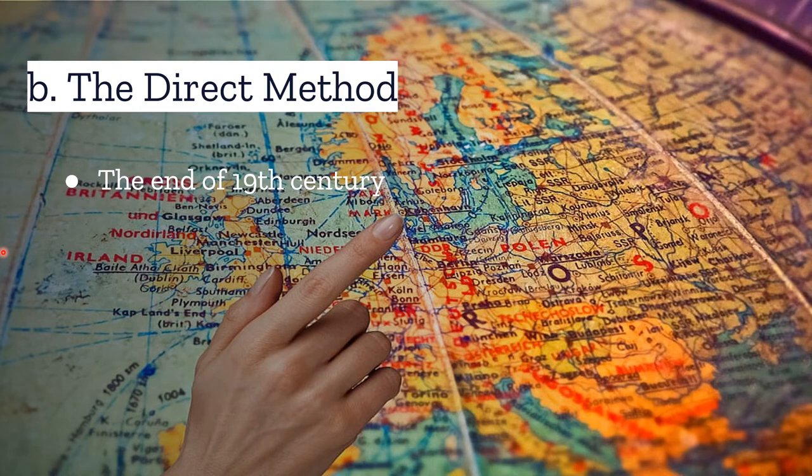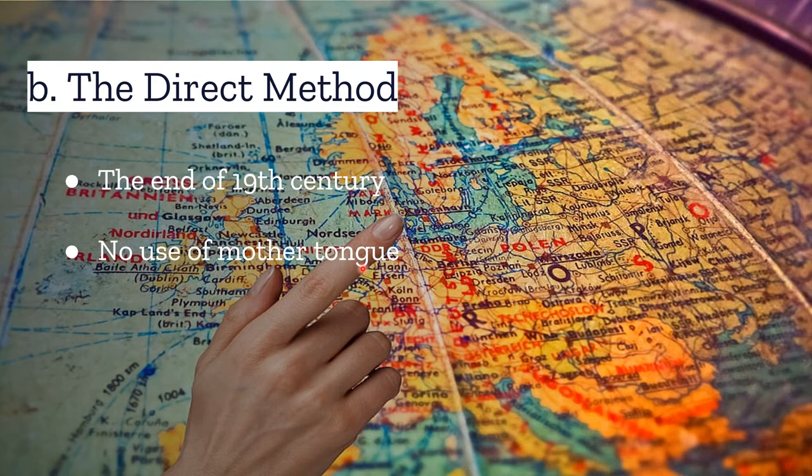Grammar translation method has another name, that is grammar school method. And now you know the two different names of the direct method, the natural method and the Berlitz method. This method eschewed translation from language learning. In the previous method, the grammar translation method was solely based on translation, whereas the direct method completely removed the concept of translation from language learning or teaching.